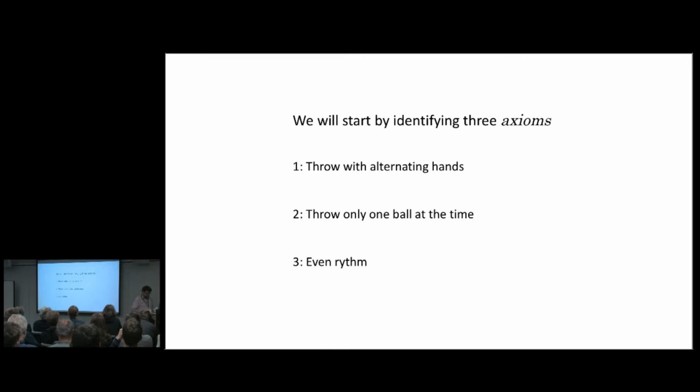And the third statement is an even rhythm. When I'm juggling, I'm going to try to have as even a beat as possible. So there's a kind of rhythm in everything I'm doing, and the throws are going to be equally spaced in time. And if we have these three statements all together, we can start to apply our logic and create what I think is a really, really beautiful model of juggling.